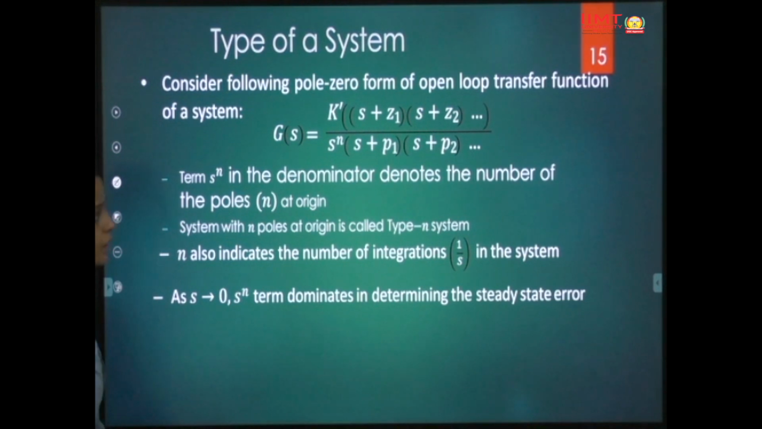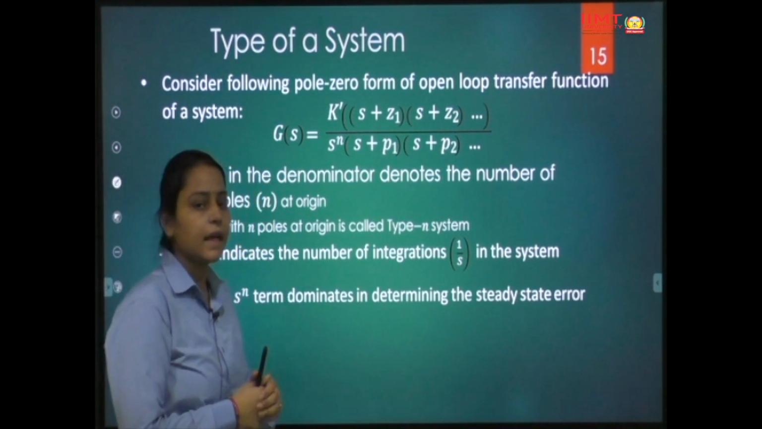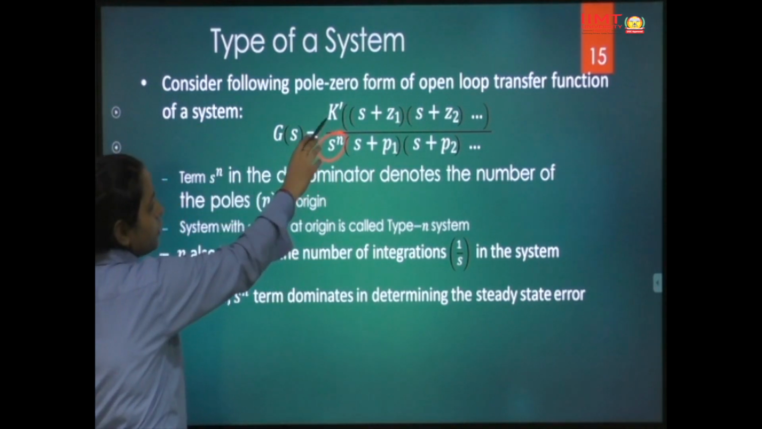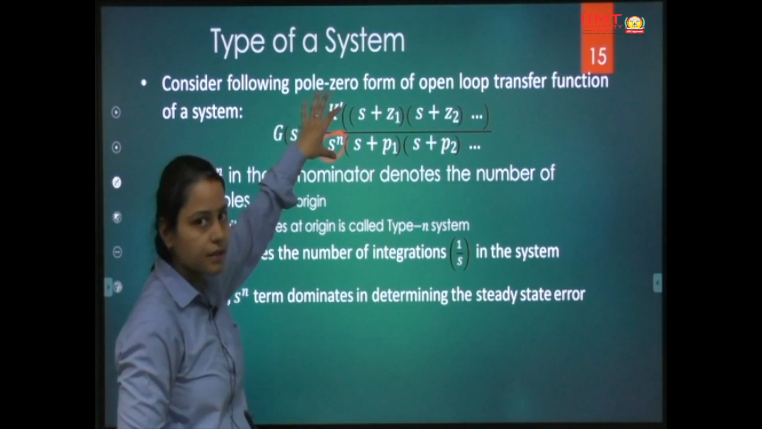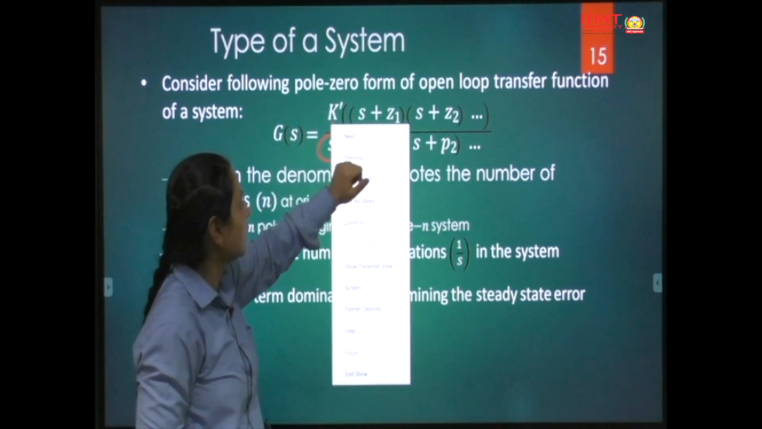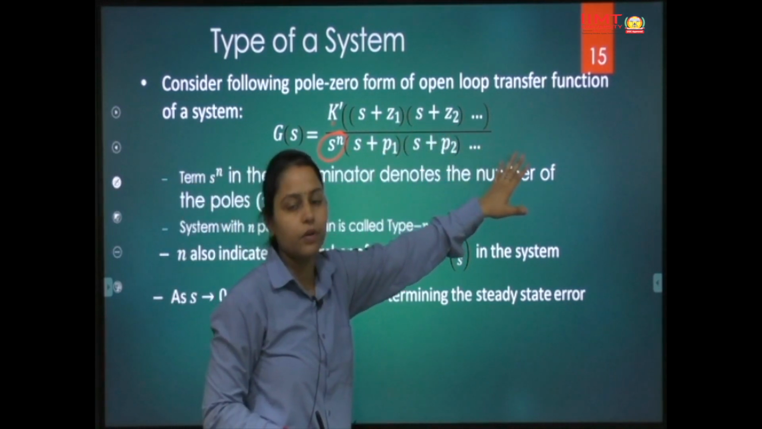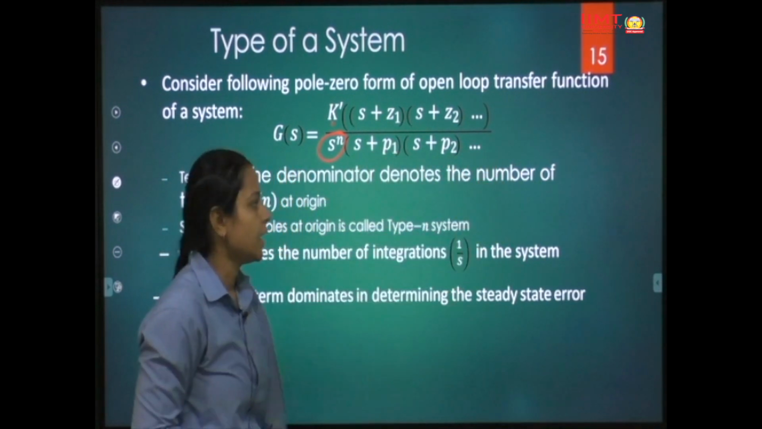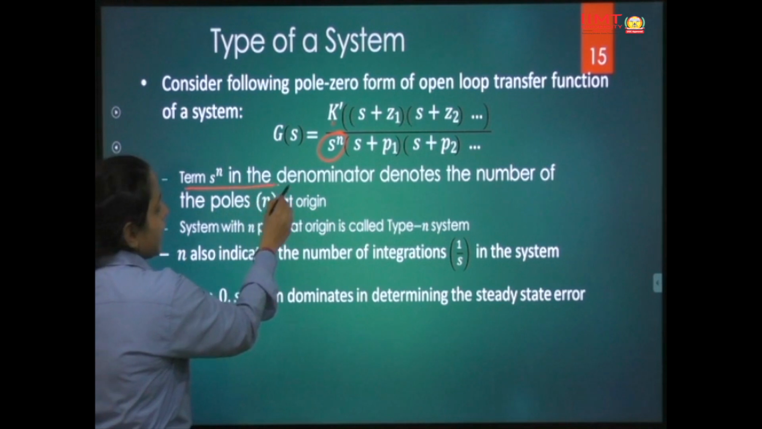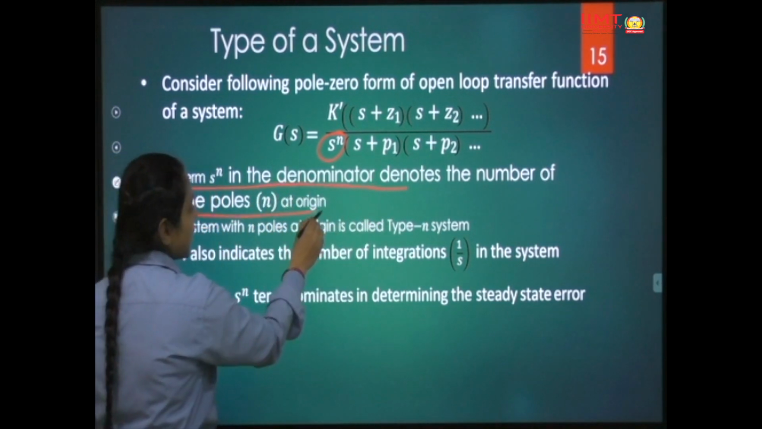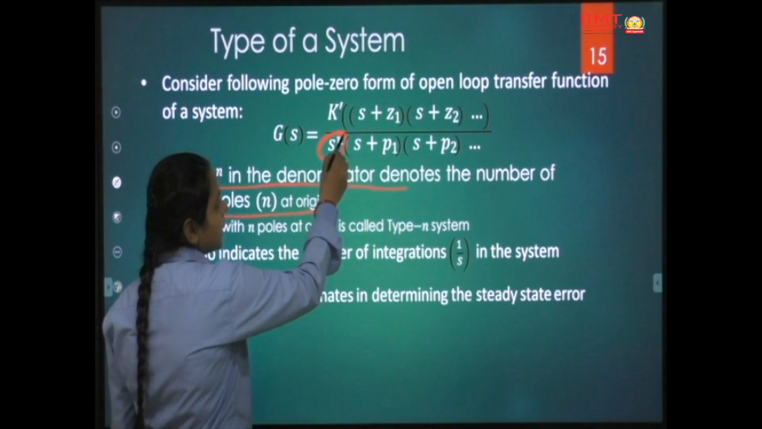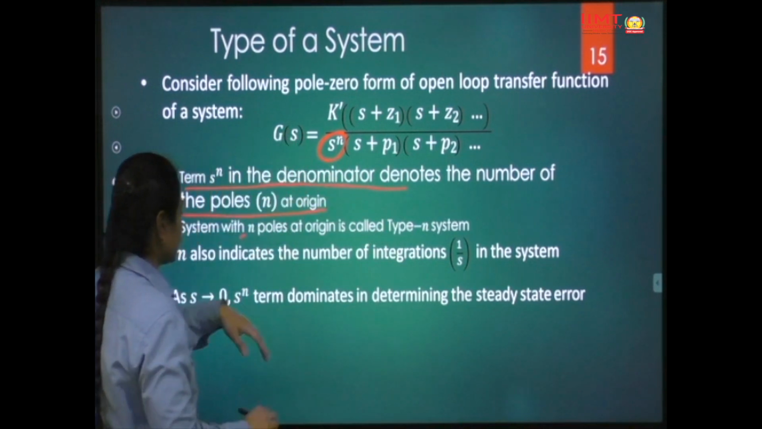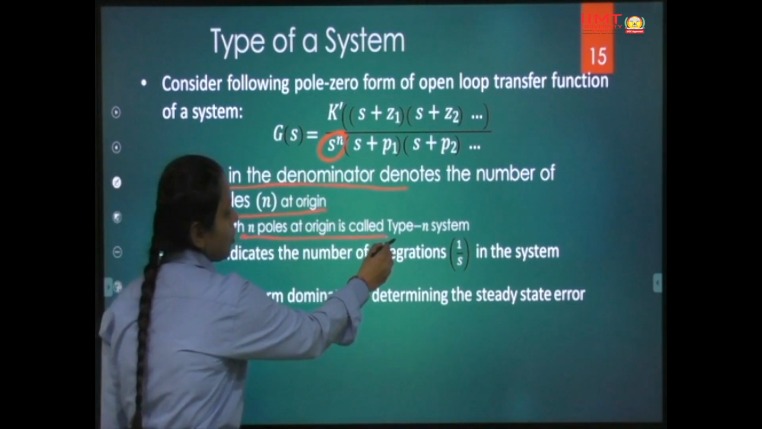Type of system, how do you calculate the type of system? It is the maximum power of poles at origin. Consider the following pole-zero form of open loop transfer function. We have a generalized form with gain K, (s plus z1), (s plus z2), factorized form in zeros, and in the denominator s to the power n, (s plus p1), (s plus p2) up to (s plus c1). The term s to the power n in the denominator denotes the number of poles at origin. This shows that n poles are at origin and other poles are not at origin. So a system with n poles at origin is called a type n system.